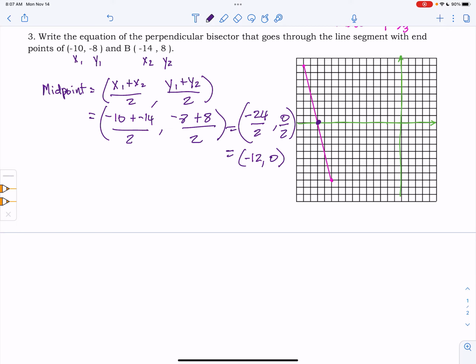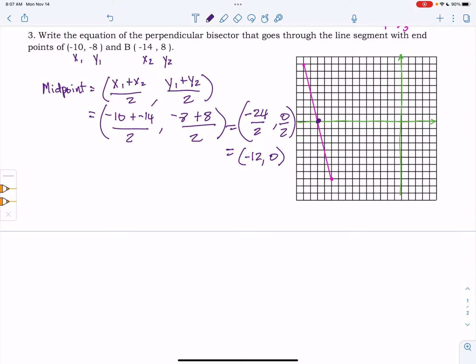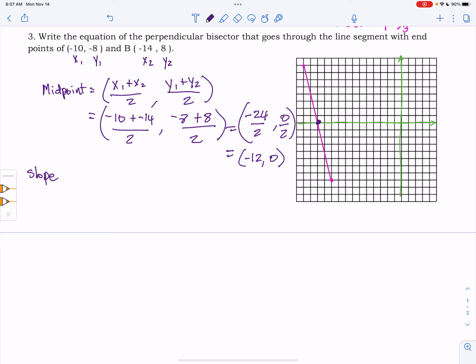Now, in order to find the equation of a line, we need a point and we need a slope. So we do have this line here. We don't have the slope yet, but we can find it using the equation for slope, which is y2 minus y1 over x2 minus x1.